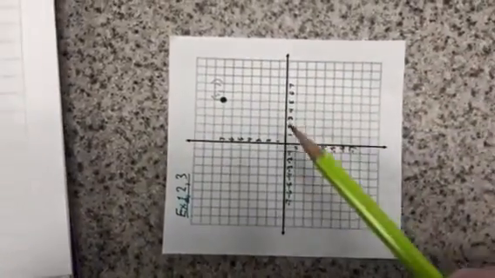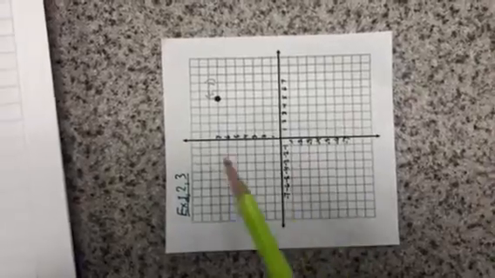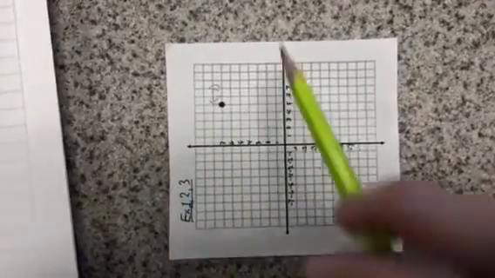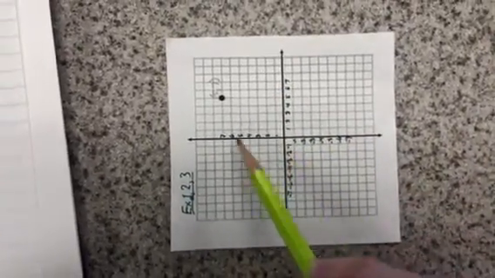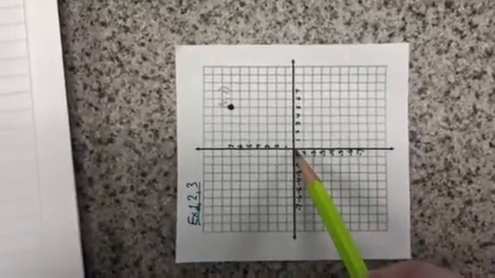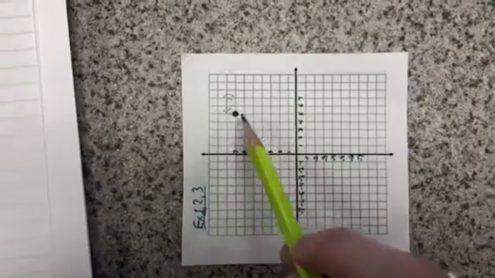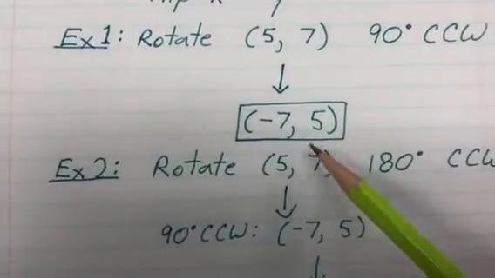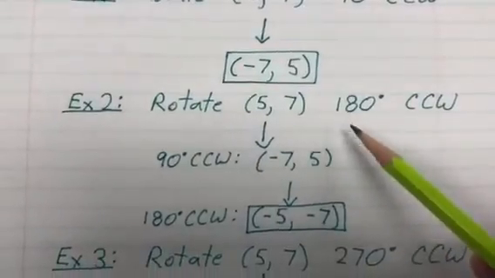Boom. Now pretend like this is a normal coordinate plane. Like here's your x, here's your y, and then ignore all these numbers and just count it like it's a normal coordinate plane. That would be the point -7, 5. Isn't that what we got? Yep. So the next one, we went 180 degrees.